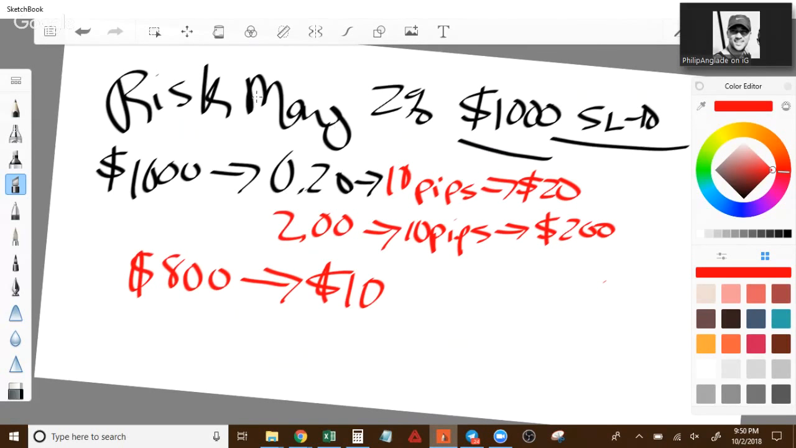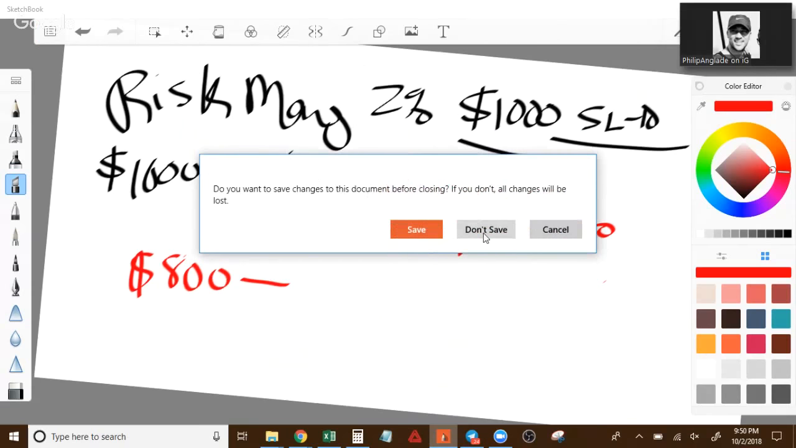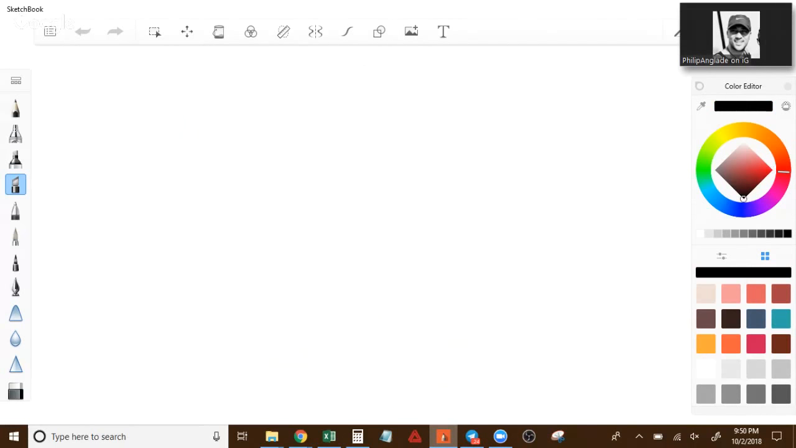What the heck? Why does it do that? I don't know what just happened. I don't even know how to put it back. All right, anyways, I guess we're doing it sideways now. And it's going slow. What the heck? New sketch. All right, let's start over.